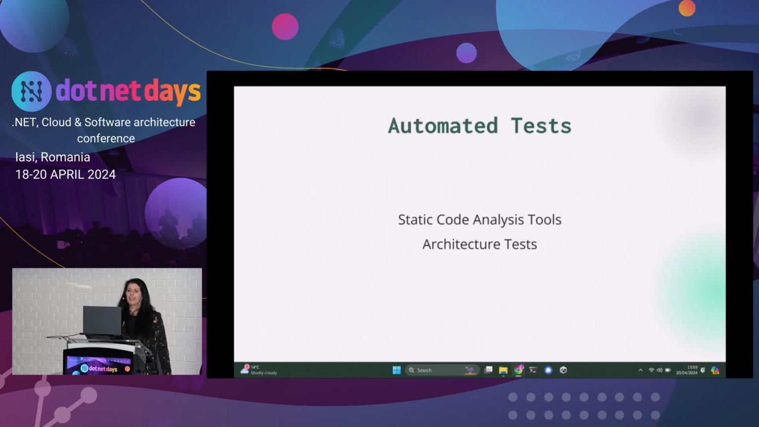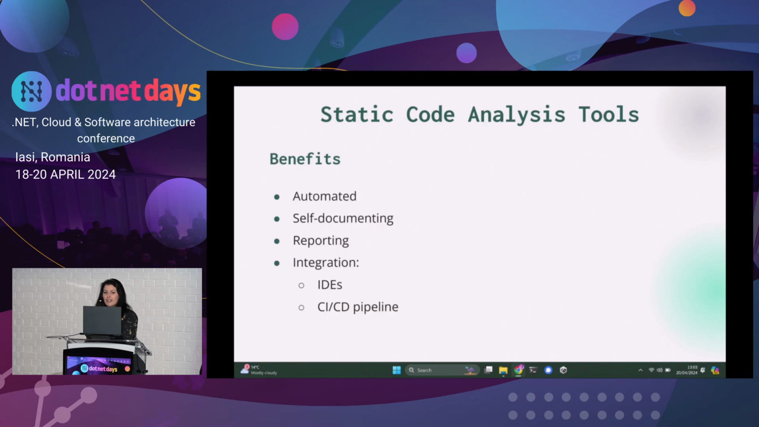Automated tests. Yay, static code analysis tools and architecture tests. These are fun. So the static code analysis tools, these are great, all right? You can program them. They come in your IDEs. You can get separate things that you add in. You can get whole big templates, customizable. So they're automated, self-documenting. They can do reporting. They just plumb into your IDE, even into your CI/CD pipeline. So they're such a great tool.